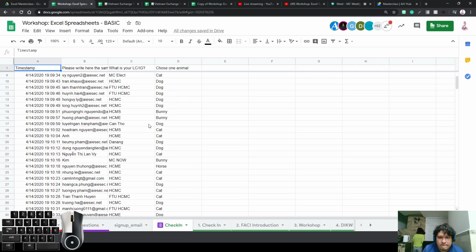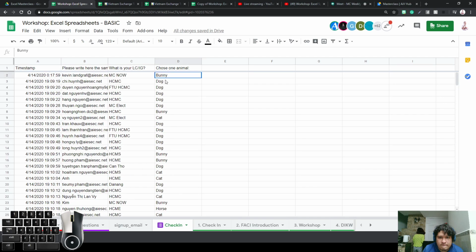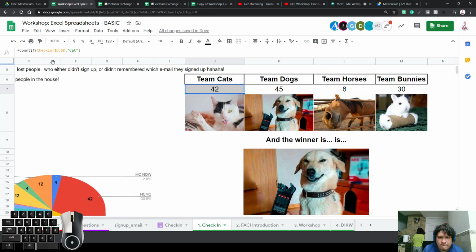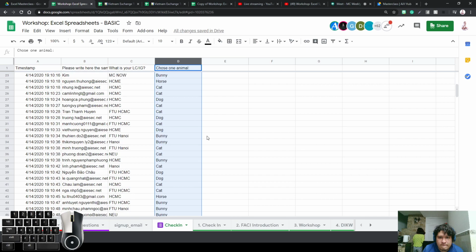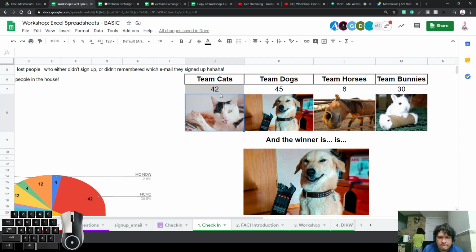So basically, here are the answers for all your check-in questions. And here there is dog, bunny, cat. Then I just created a formula here: COUNTIF all the things in column D are cat. So this is column D, as you can see. I counted how many times it showed cat, and that's it. That's how I know it's 42. And the same with dogs, horses, and bunnies.